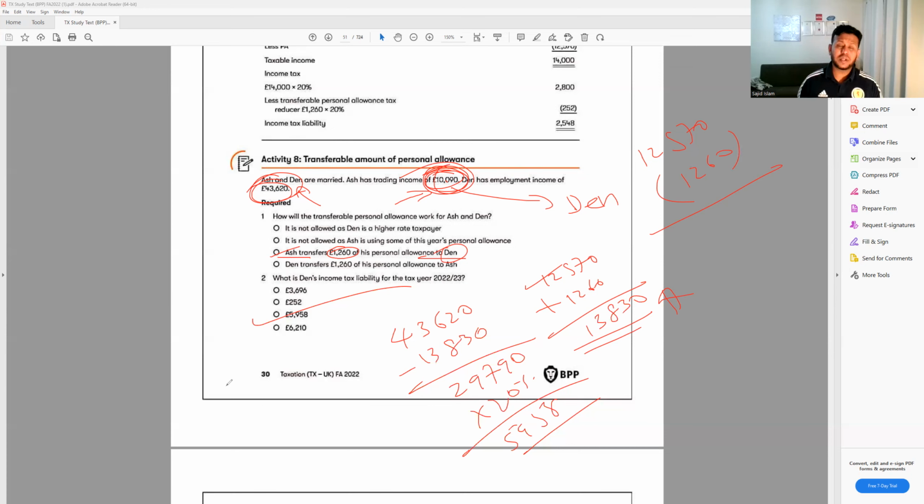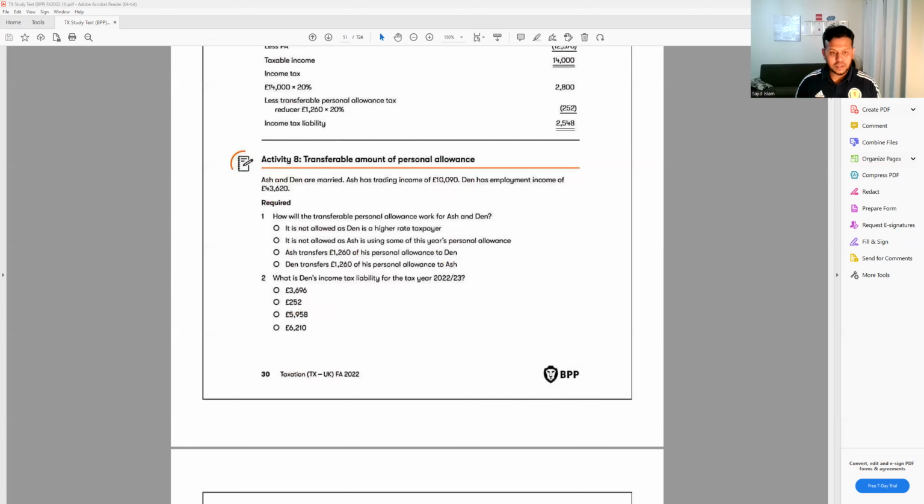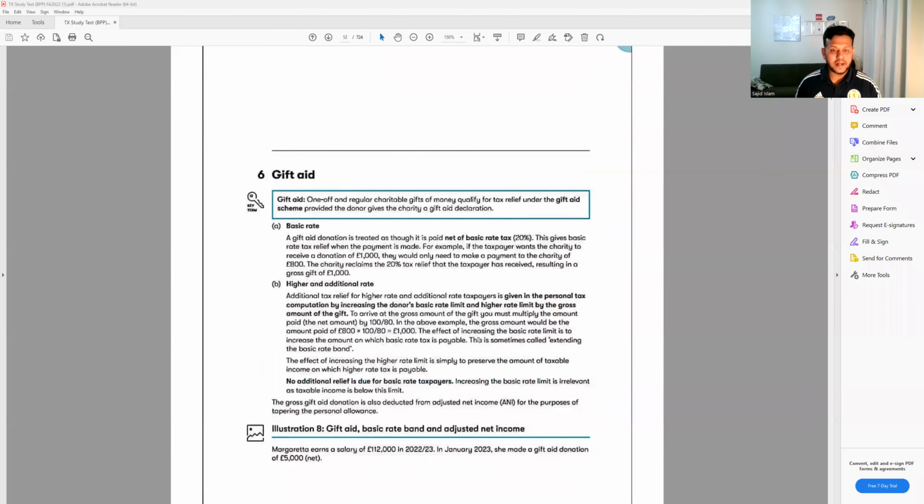On the tax code, if you are a payroll manager, you already know how it works. You basically change the tax code from 1257L to 138L, so you don't pay tax up to this amount. All right, this is quite simple, it's not difficult anyway. So let's look at gift aid.